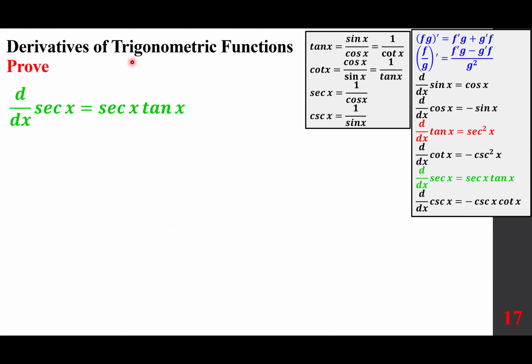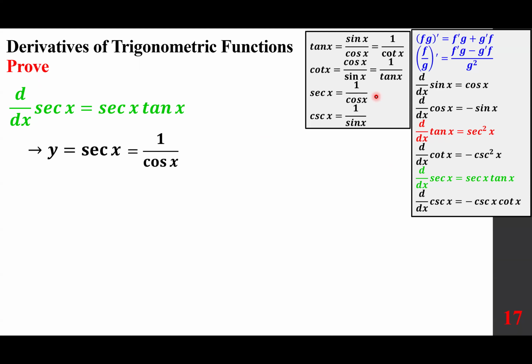We continue with the derivatives of trigonometric functions. Now, this time we want to prove the derivative of secant x is secant x tan x. That's what we want to prove. So we let y or f of x be secant x, and secant x is 1 over cosine x.